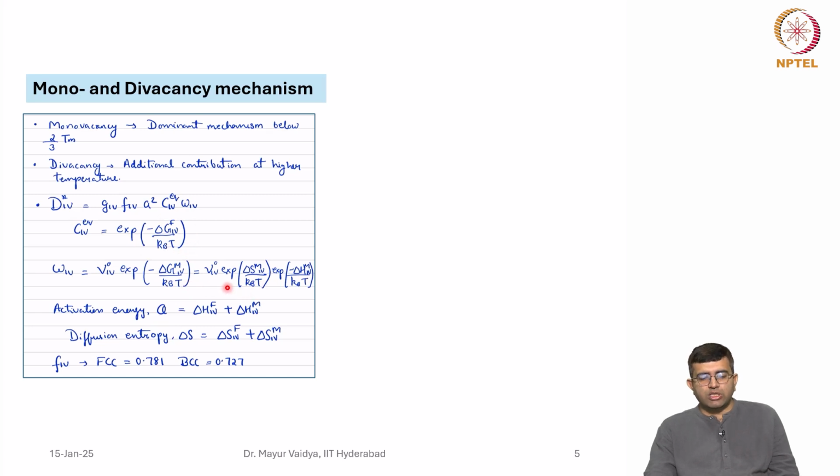Then this can be further expanded into delta S and delta H, and we have seen that the activation energy Q is equal to delta H formation plus delta H migration. Same goes for the diffusion entropy also. And because it is a vacancy mechanism, correlation factors do come into the picture. For FCC it is 0.781, for BCC it is 0.727.